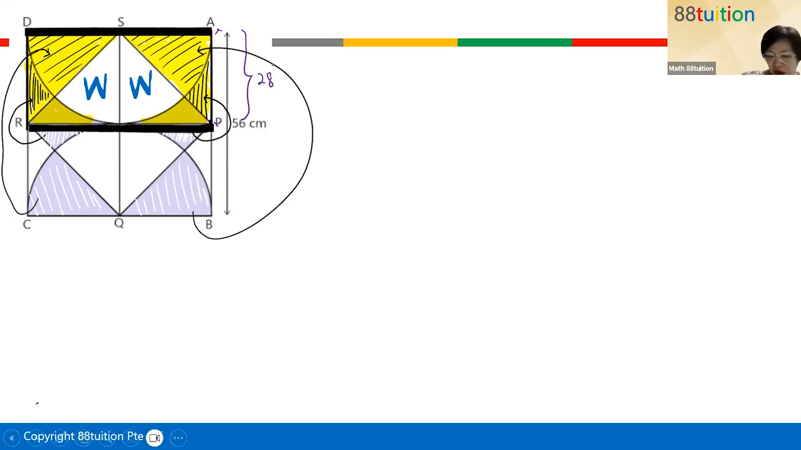Okay. So area of rectangle first. Which is length multiply breadth. Okay. So 56 multiplied by 28. All right. Equals to 1568. All right. Can you help me with all the responses? If you have the calculator with you, help me to key in as well.